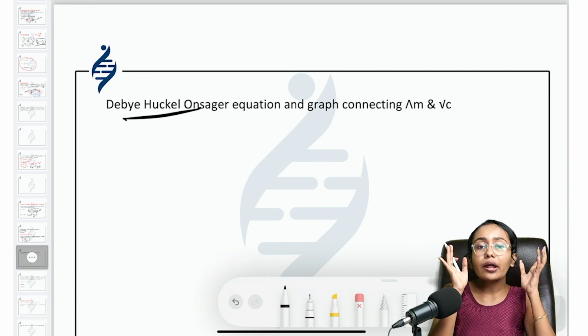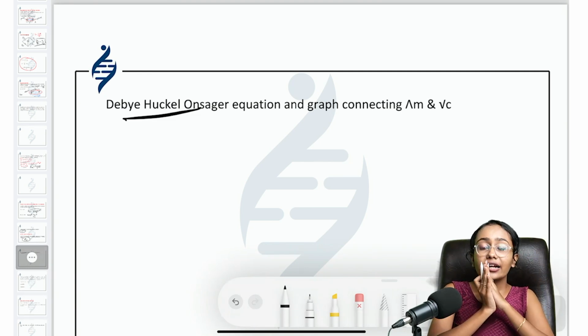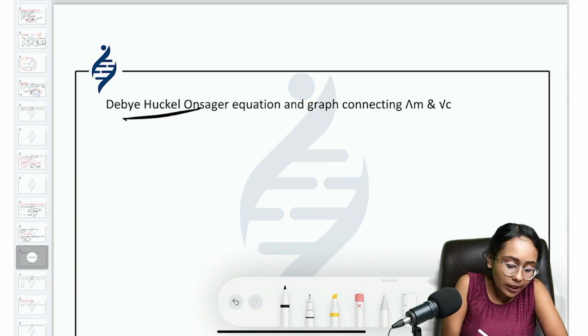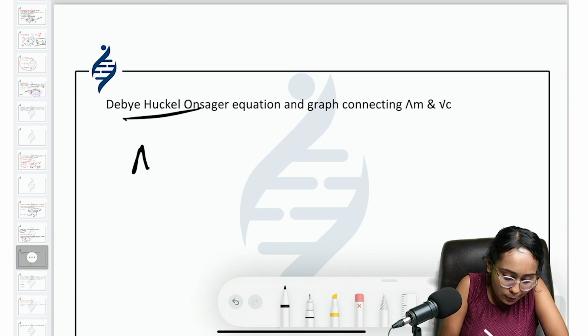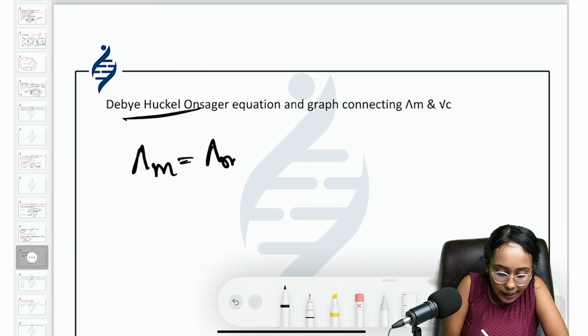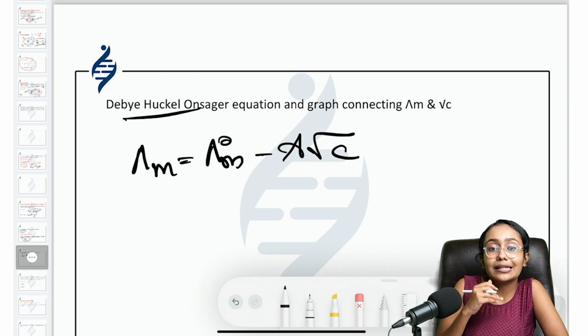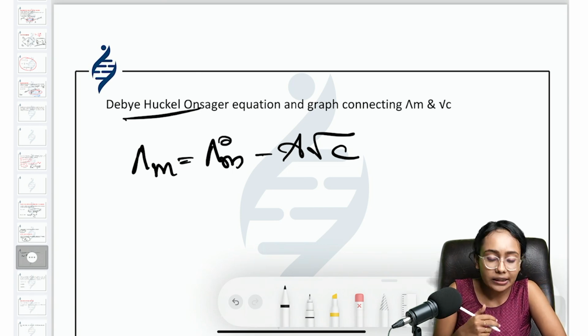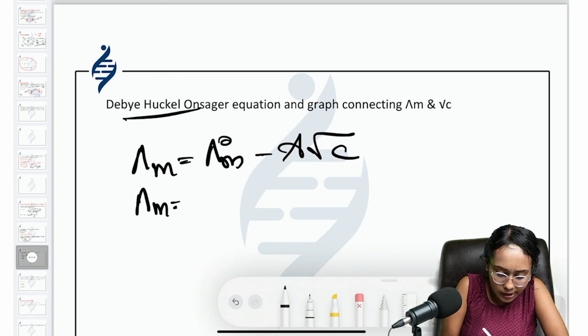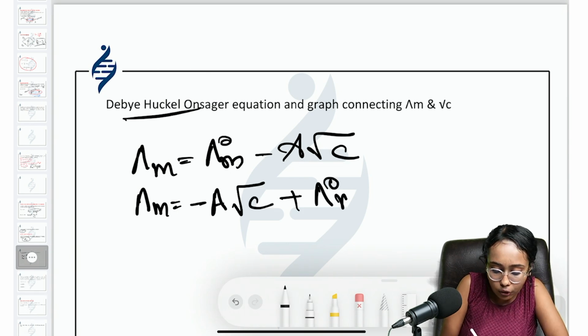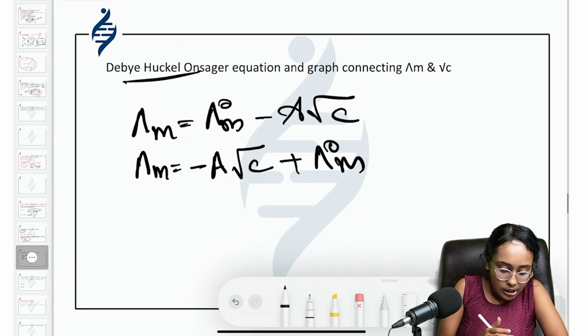Okay. What is the Debye-Huckel-Onsager equation? Using this limiting molar conductivity, we can predict the characteristics of weak electrolytes and strong electrolytes. Let's see how it is done. The Debye-Huckel-Onsager equation is as follows. Lambda m equal to lambda m naught minus A root C, where A is a constant, C is the concentration, lambda m naught is the limiting molar conductivity, and lambda m is the molar conductivity. I'm just rearranging it as this: lambda m equals minus A root C plus lambda m naught. Any change? No change.